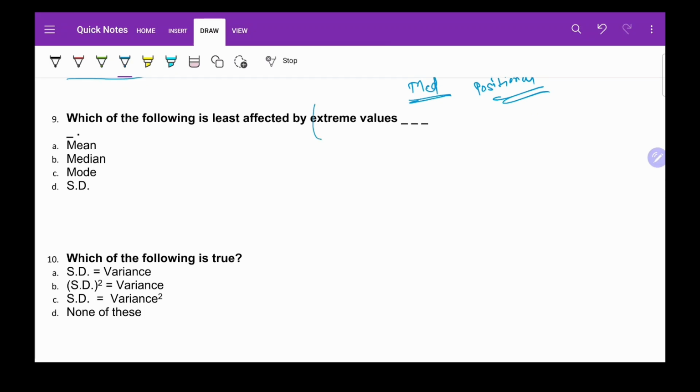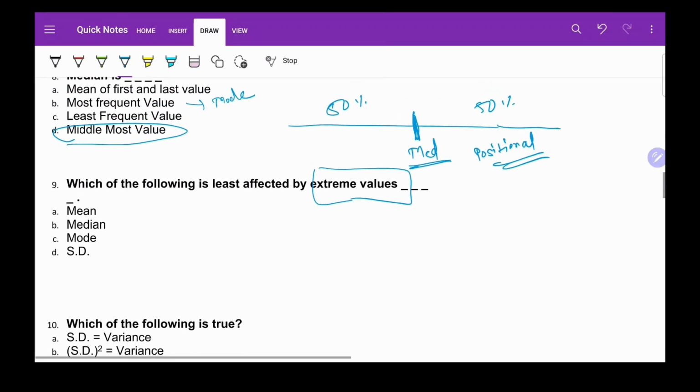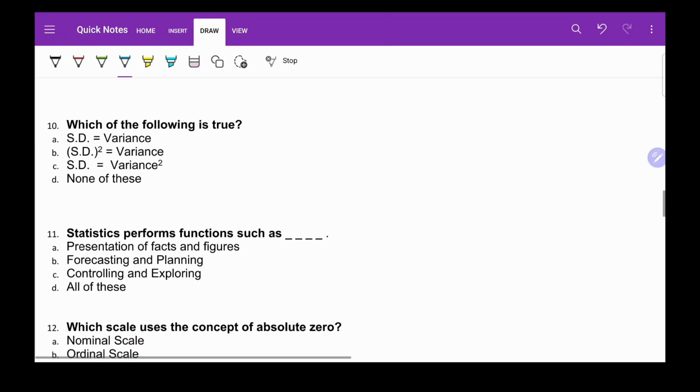Which of the following is least affected by extreme values? Now, as we have seen, median is the middlemost value of the data set. So it is only related with the middle value of the data set and not the extremities, not extreme low values and not extreme high values. So it is least affected by extreme values. So the median is the answer.